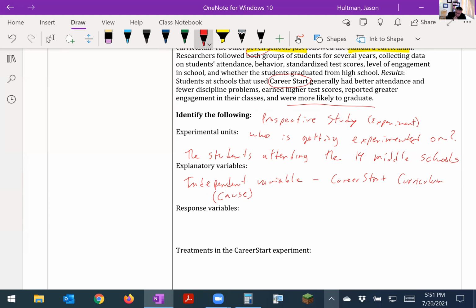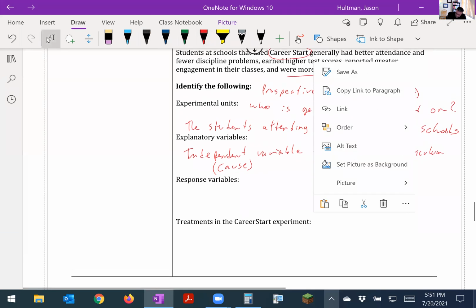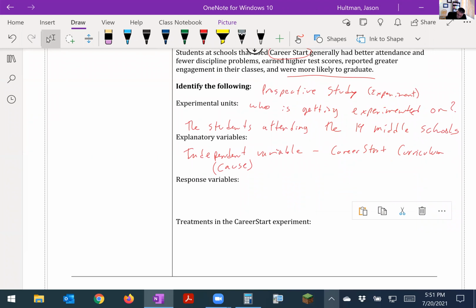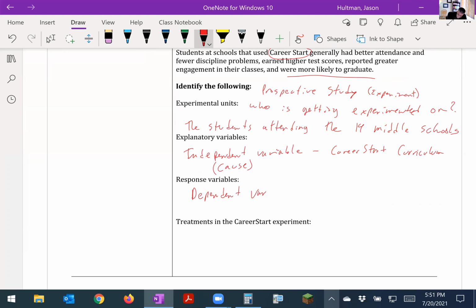Okay, the response variable. What was the effect? This is the dependent variable. This is the effect. So what was the effect? The effect was higher graduation rates. There was also a bunch of other ones that they listed, you know, engagement in classes, higher attendance. But we'll just do the overall on higher graduation rates.